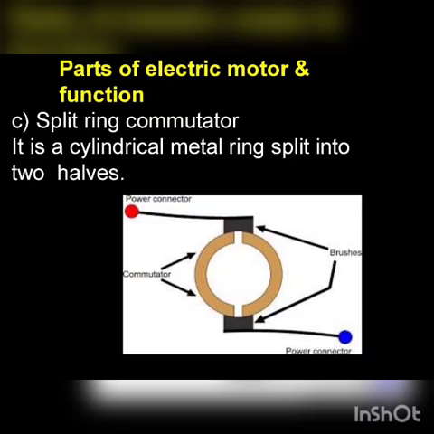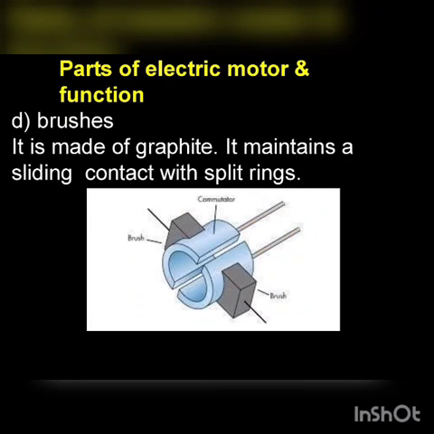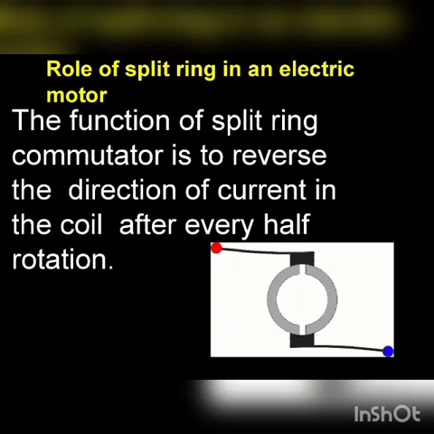Split ring commutator. It is a cylindrical metal ring split into two halves. Brushes. It is made of graphite. It maintains a sliding contact with split rings. Role of split ring in an electric motor. The function of split ring commutator is to reverse the direction of current in the coil after every half rotation.